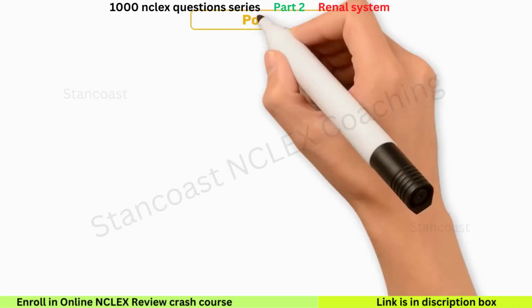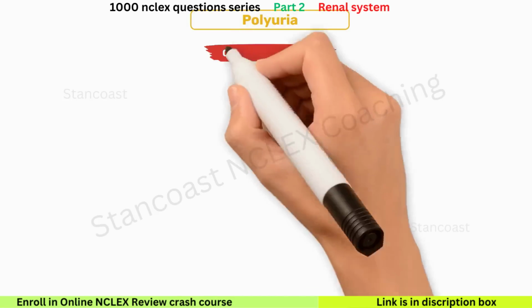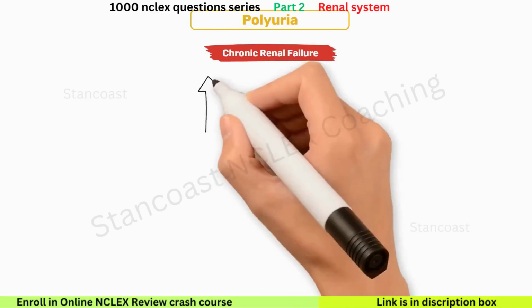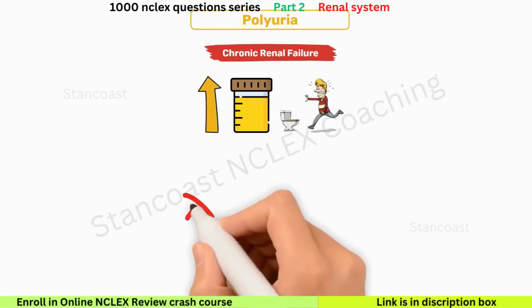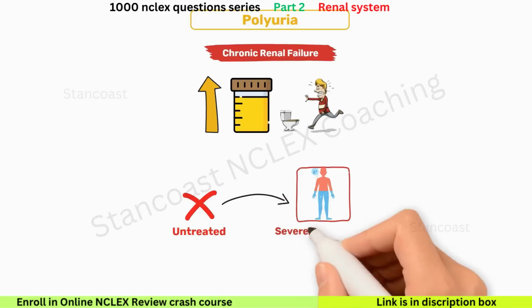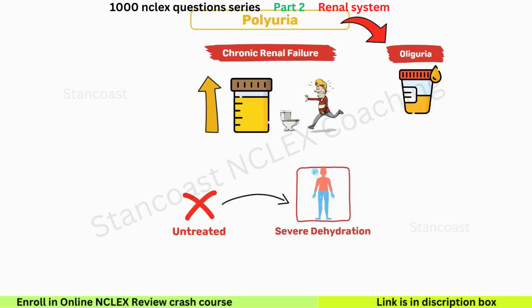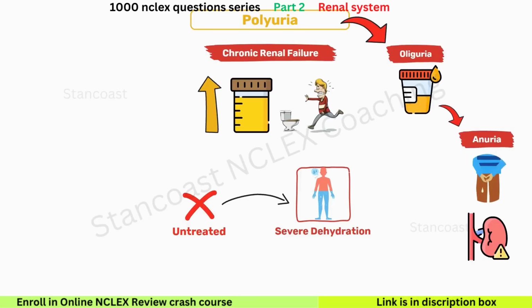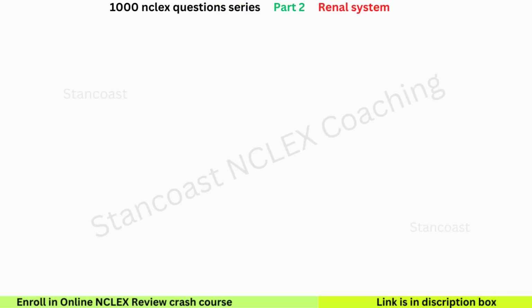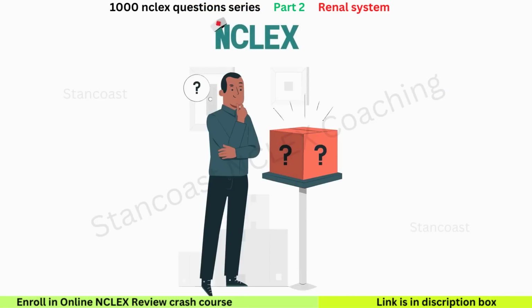Increased urination. Polyuria is an early sign of chronic renal failure characterized by increased urine output. If left untreated, it can lead to severe dehydration. Polyuria may progress to oliguria and eventually anuria, where the patient loses all normal kidney functions. Let's move on to the next NCLEX questions and answers.